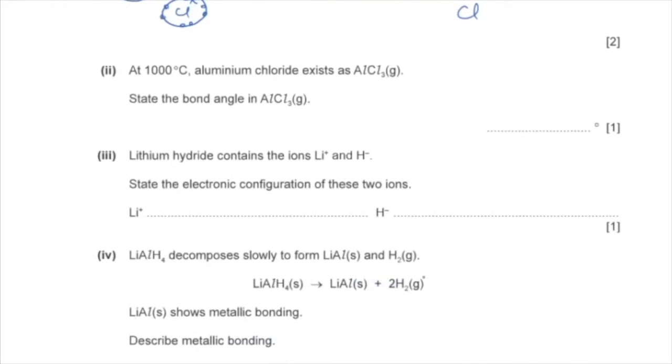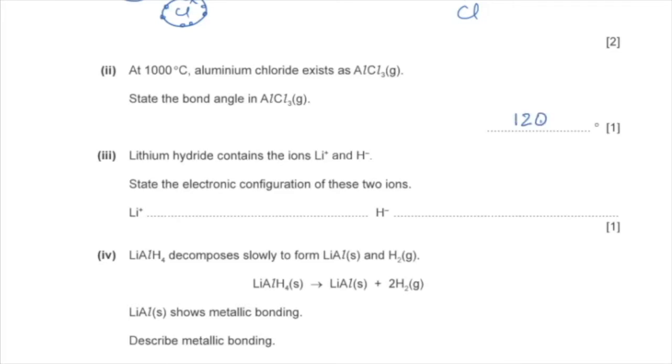Part 2, at 1000 degrees Celsius, aluminium chloride exists as AlCl3. State the bond angle in AlCl3. So aluminium, after sharing all its electrons with these three chlorine atoms, will not be having any lone pair of electrons left, so it would be 120 degrees.